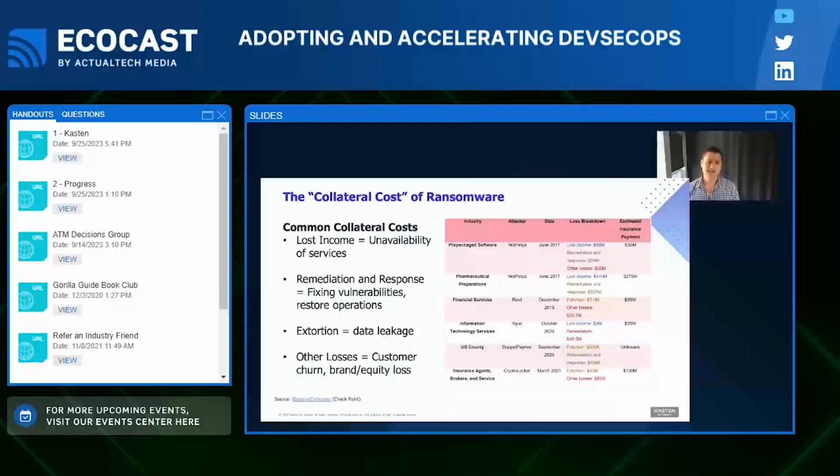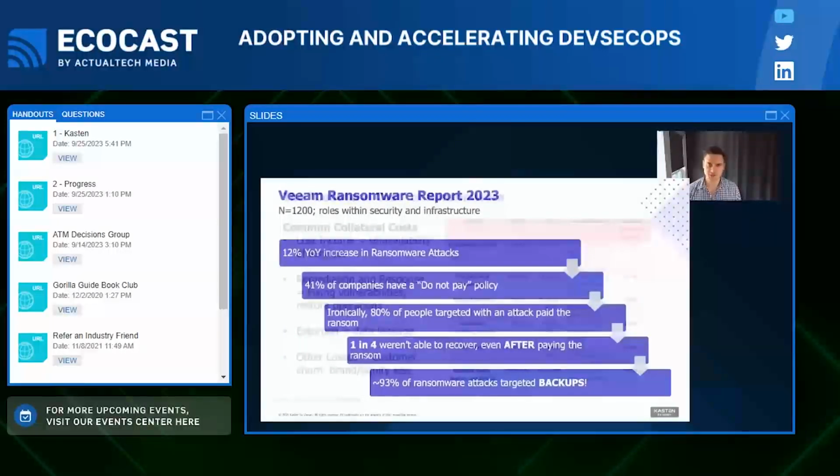Also, looking at remediation and response, having to fix these vulnerabilities and restore operations. You have to take your organization away from business as usual and have them completely focus on trying to restore and recover. You basically stop innovating, everything stops in its tracks. So, opportunity cost is high there. Obviously, extortion and data leakage are a big concern, both from a customer data perspective as well as reputation. So, a very true cost there in terms of, will your organization survive this potential data leak? And of course, the last one is losses and customer churn, brand and equity loss. Who's going to stop your customers from going to another competitor that maybe didn't have a ransomware attack or their name dragged through the mud, unfortunately, as a result of a security breach?